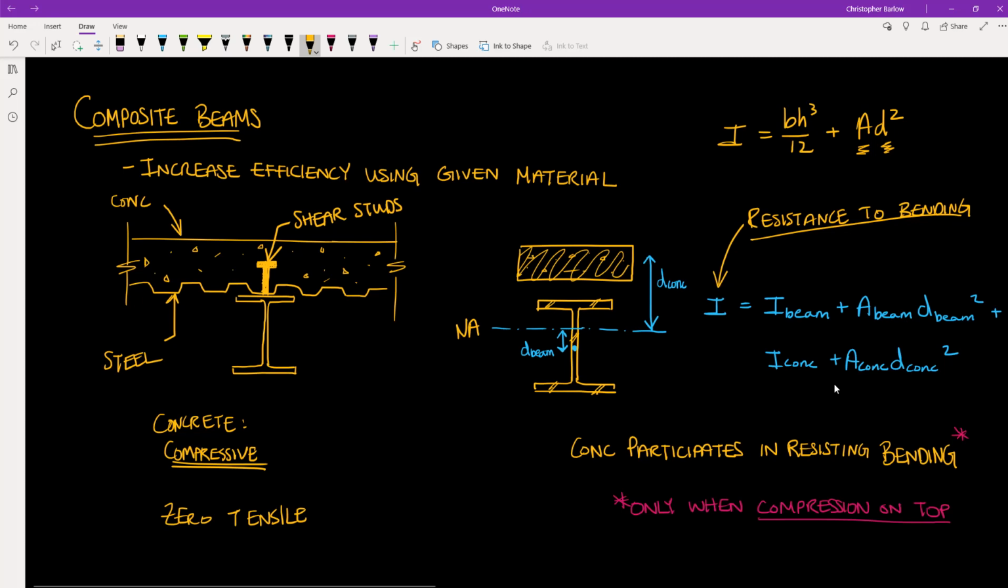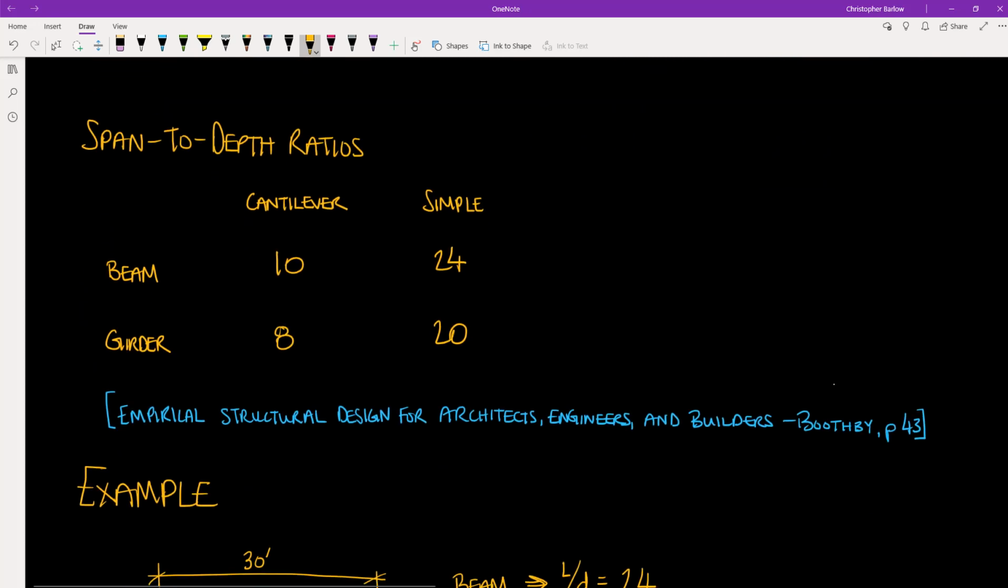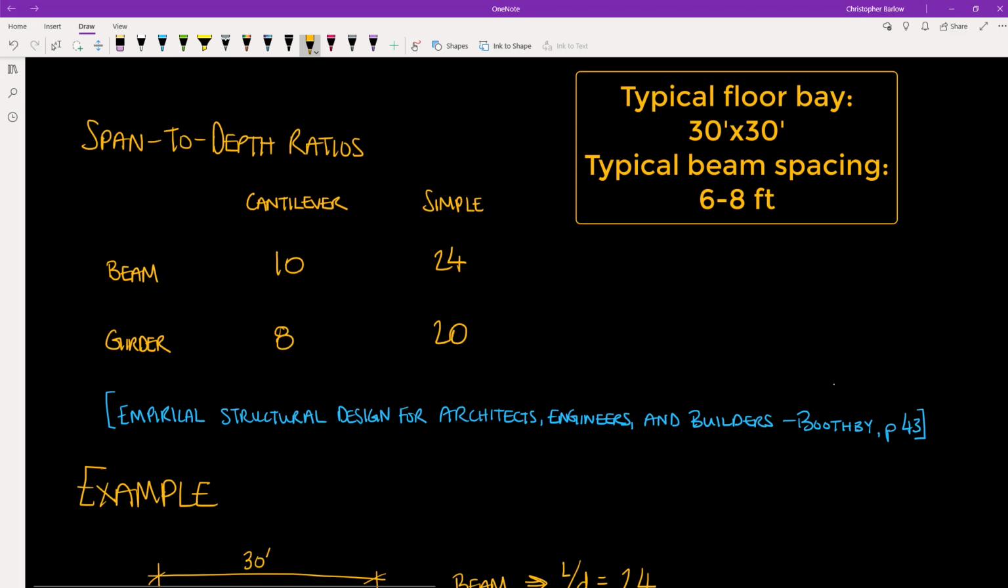Now, with that said, we can move on to looking at some span to depth ratios for beams. And unlike the column table, which had some confusing caveats off to the side, this table is much more simple. We either have a cantilever condition or a simply supported condition, and we are either looking at a beam or a girder. And note that these given numbers are all for wide flange steel beams.